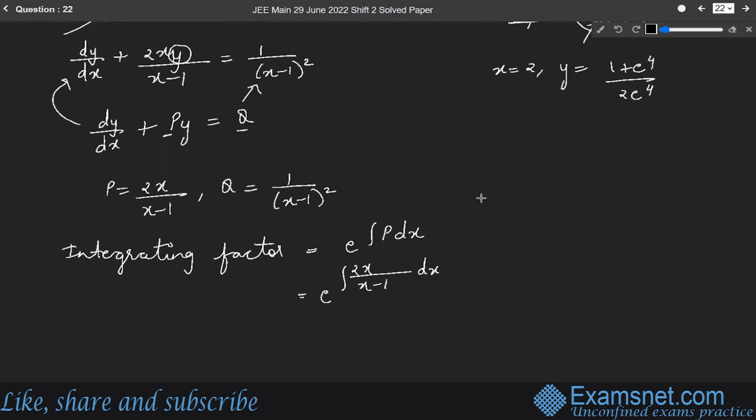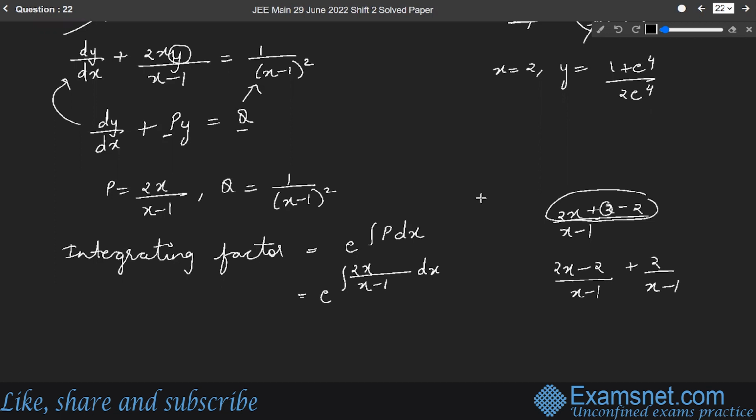Now if we focus on this part, 2x upon x minus 1. Here what we can do is we can add 2. If we are adding 2, then we also have to subtract 2 just to balance it, right? Now the numerator will be 2x plus 2 minus 2. If we take 2x minus 2 together and divide by x minus 1, then 2 will remain here. So let us separate 2 and x minus 1. See, we have separated these three values. We have taken 2x minus 2 together and 2 is separate.